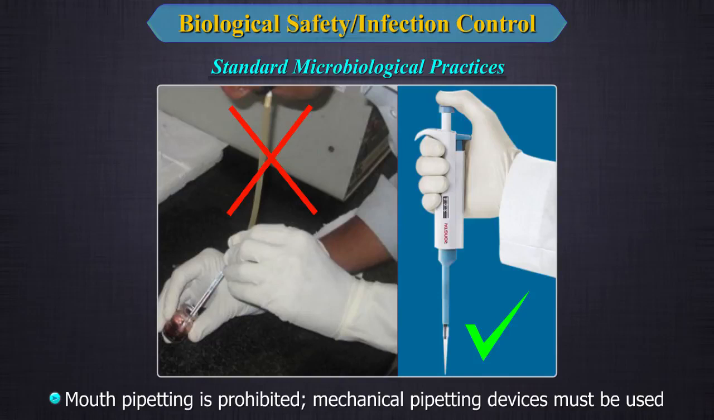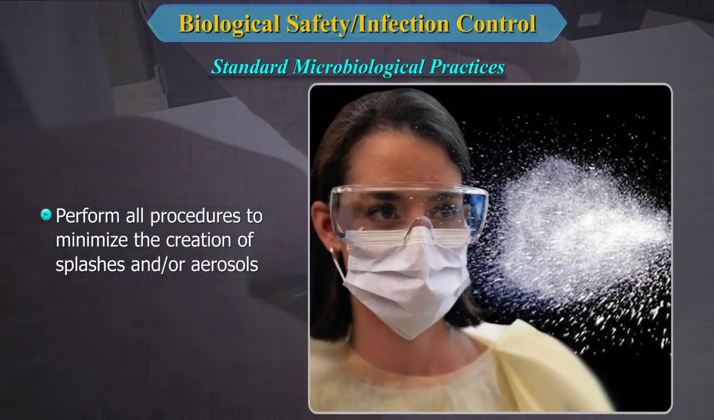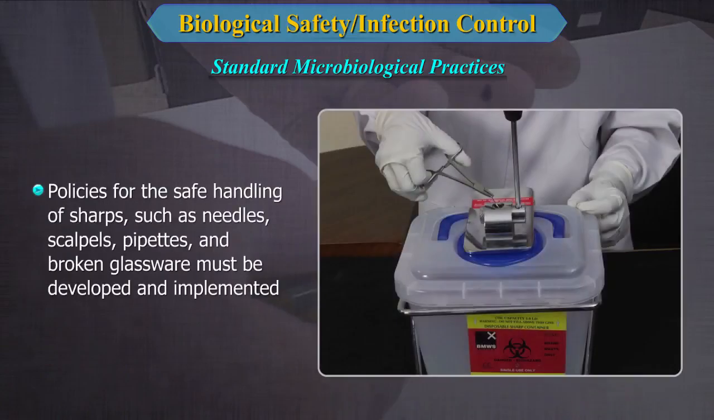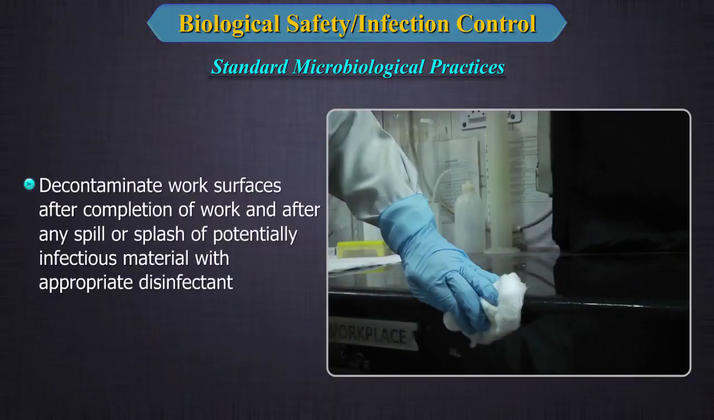Mechanical pipetting devices must be used. 5. Performance of all procedures to minimize the creation of splashes and/or aerosol production. 6. Policies for the safe handling of sharps such as needles, scalpels, pipettes, and broken glassware must be developed and implemented. 7. Decontamination of work surfaces after completion of work and after any spill or splash of potentially infectious material with an appropriate disinfectant.